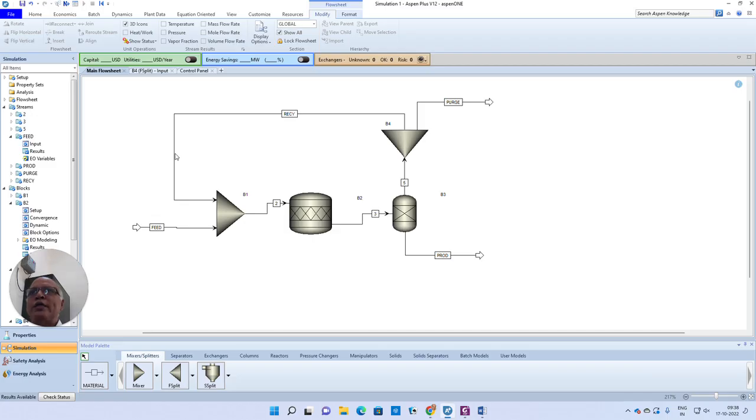So what the simulator does is, having decided this as the tear stream, it guesses values for this recycle stream. What do you mean by guessing values for the recycle stream? If there are C components, at least you need to guess values for C plus 2 variables. Here there are 3 components, nitrogen, hydrogen and argon, so at least 5 variables need to be assumed. So assuming certain values for this recycle, we will be in a position to solve the mixer model to calculate the outlet.